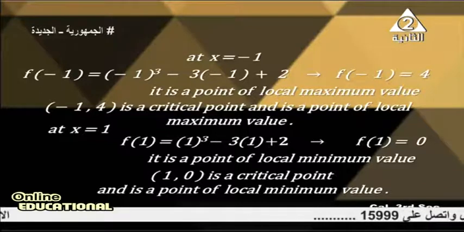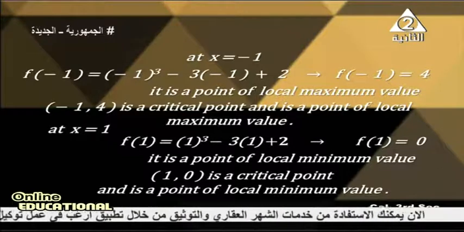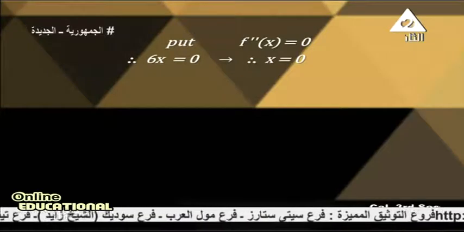Now, what about the convex upward and convex downward? Put the second derivative f double dash x equals 0, then 6x equals 0, and we can divide by 6, then x equal 0, and the function y at x equals 0 equals 2.